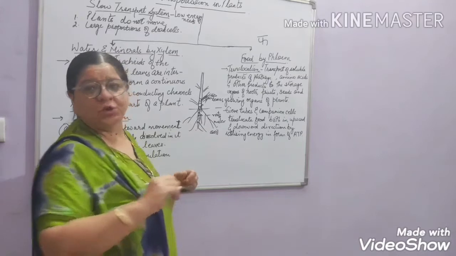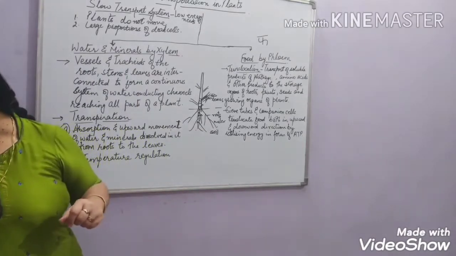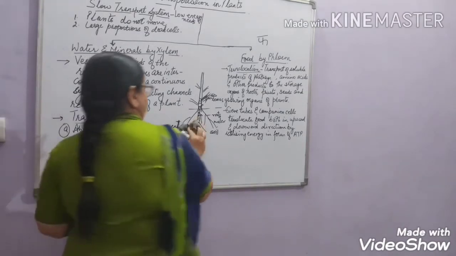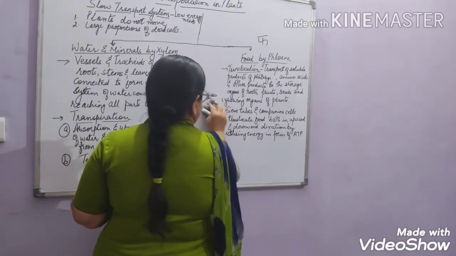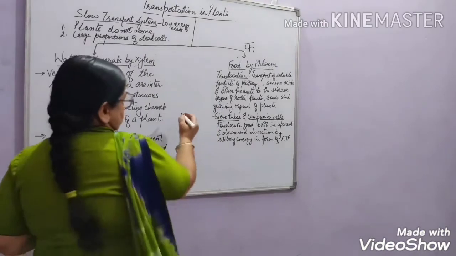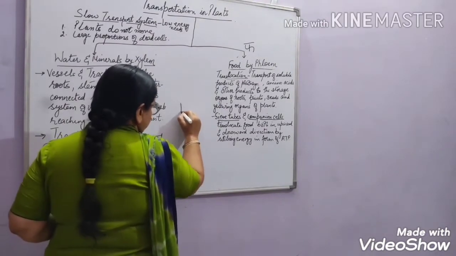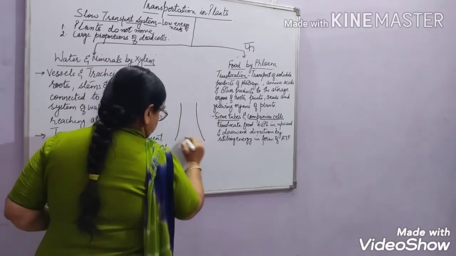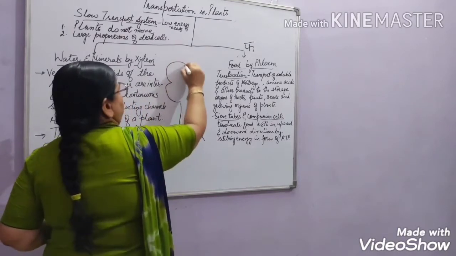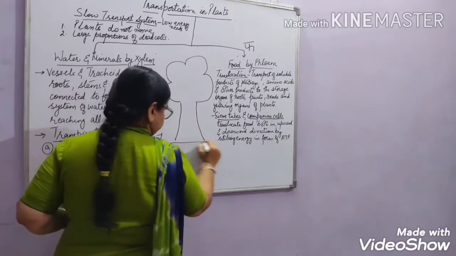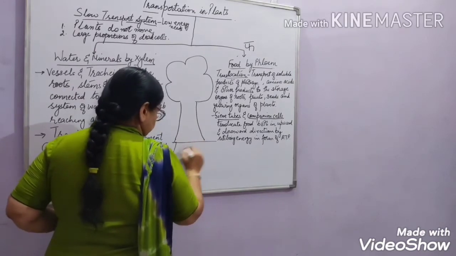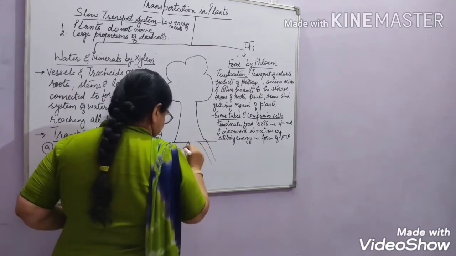But what happens in tall plants? In tall plants, suppose you take a plant like this, and these are the roots coming out.